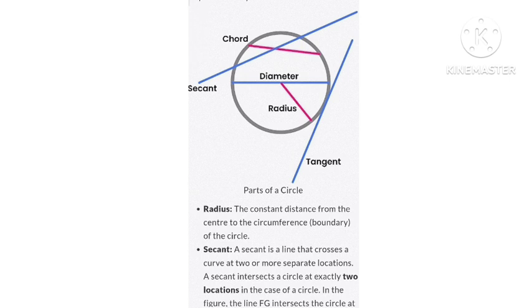Next is the radius. The definition of the radius is the constant distance from the center to the circumference of the circle, meaning the distance from the center to the boundary of the circle is known as a radius. So this red line is known as a radius.